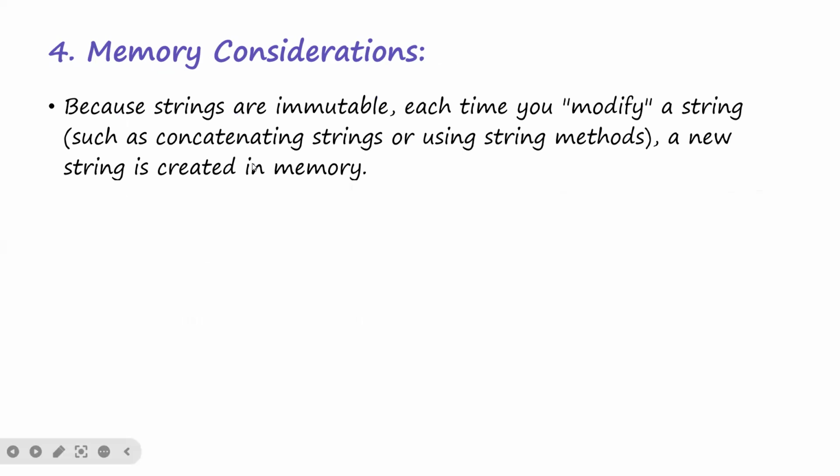So the thing is this, because strings are immutable, each time you modify a string, such as concatenating strings or using string methods, a new string is created in memory. So you have to be careful. If you keep mutating a particular string, you're creating new strings everywhere in the memory. And your memory is not supposed to be taken up by your program.